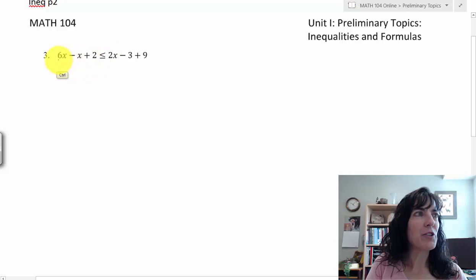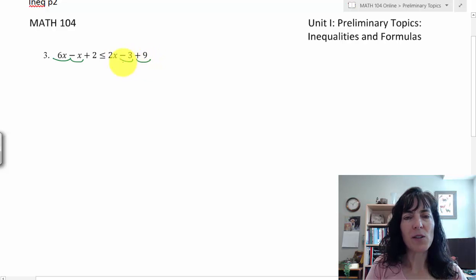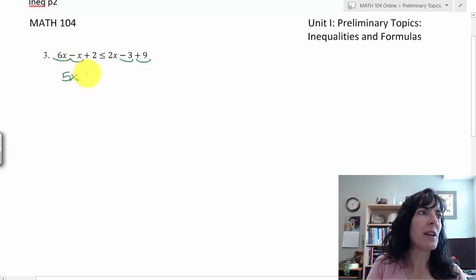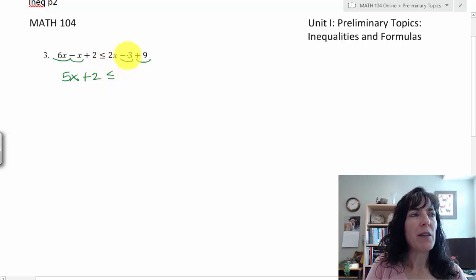I see two x's on this side, and on the right I see two constants. So I have some like terms I can combine first. 6x minus x will be 5x plus 2 from above, less than or equal, and then 2x minus 3 minus 9, so it's going to be 2x, and then negative 3 plus 9 is going to be a positive 6.